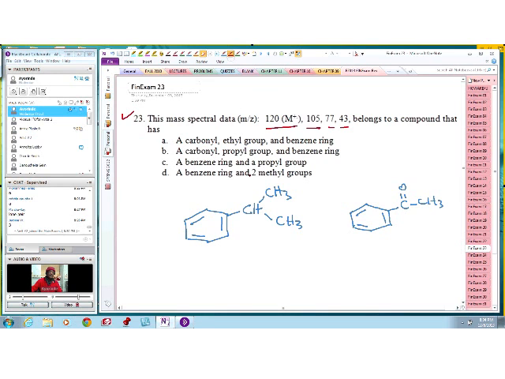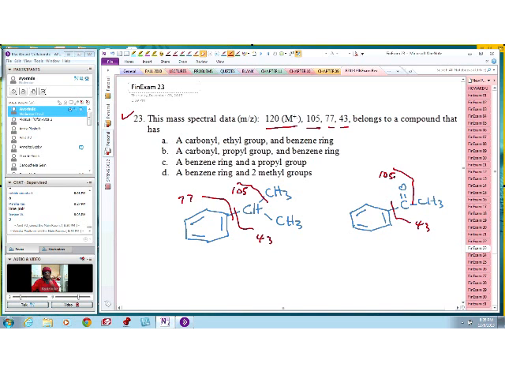Okay, this fragment here is 43, and also this fragment here is 43, and of course this fragment right here, this is 77. And this fragment here, if we lose a methyl, this is 105, and the same thing will happen here. If we lose this methyl here, that could be 105. Now, why do I bring this up?